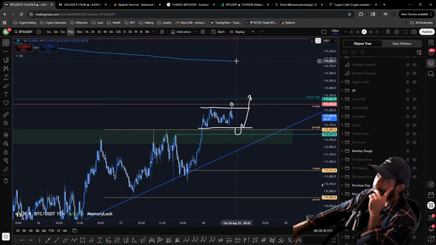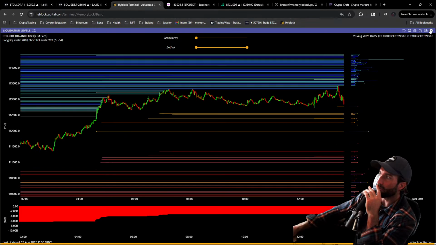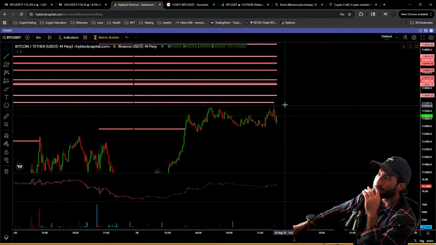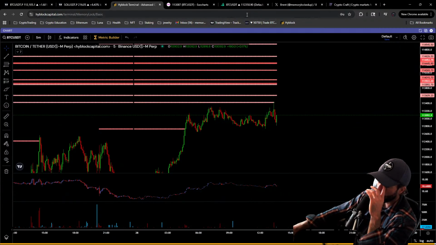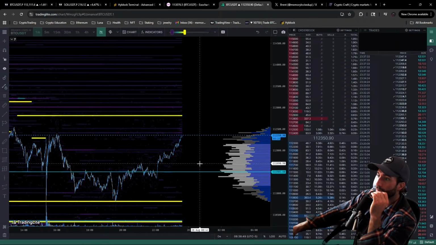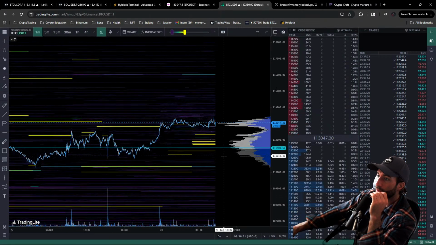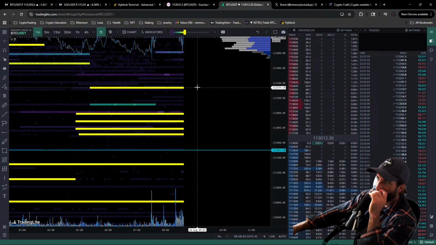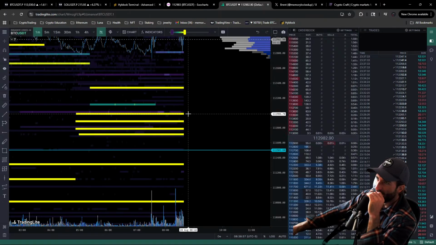Yeah, I would say this 14,900 zone is going to be the key area, probably the highest that we see it go on the day at least. Yeah, 14,600 would kind of be like my cap on the day. Oh wow, look at all these buy walls. 12,300.